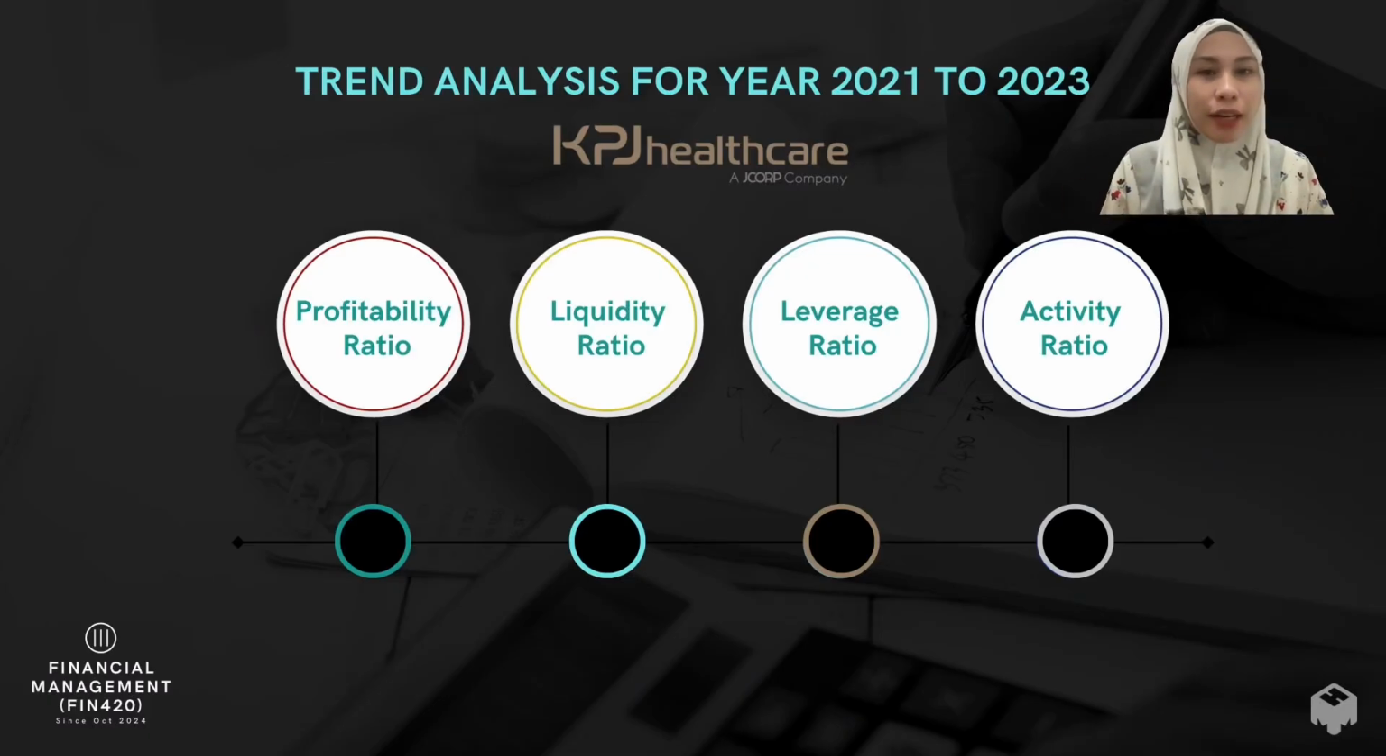Here are the four ratio trend analyses for the years 2021 until 2023 for KPJ Healthcare Berhad. Our team members will elaborate more on these four ratios.